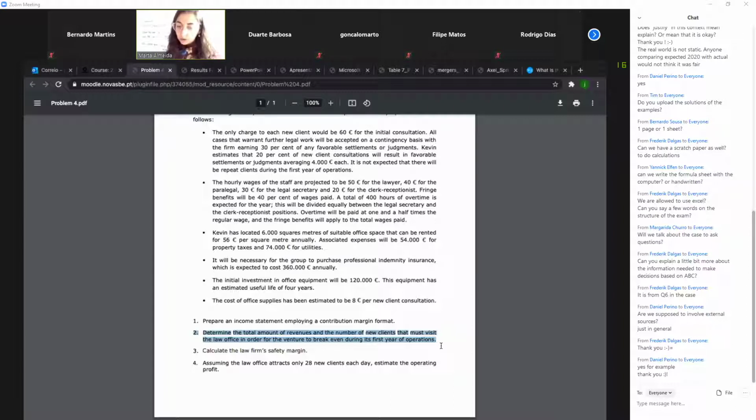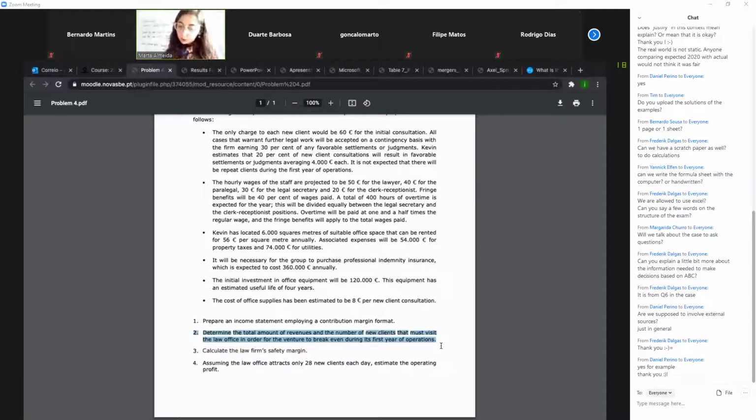Não, então, o número de clientes dos Initial Consultation são 50 clientes por dia, né? Lá no segundo parágrafo, lá em cima, nós temos 50 new clients are expected each day. Portanto, são os 50 clientes por dia vezes os 360 dias, que dá 18 mil clientes. Exato. E, portanto, estes são os clientes dos Initial Consultation.